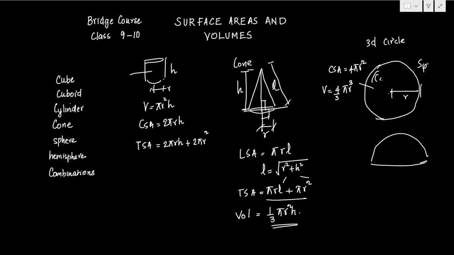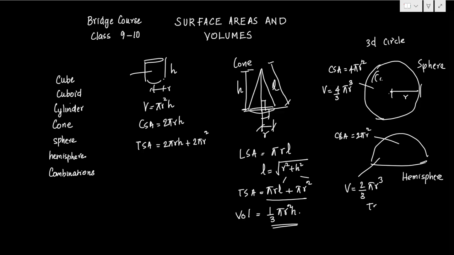So if you take half of the sphere, which is the hemisphere, as I show here, the volume will be half of the sphere, which is 2 by 3 pi r cubed. The curved surface area of a hemisphere is, of course, 2 pi r square.